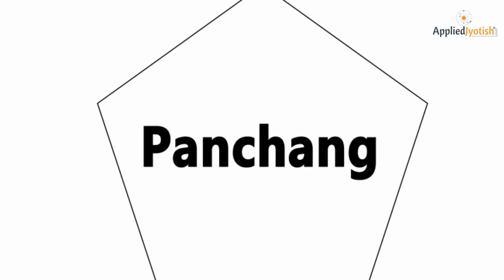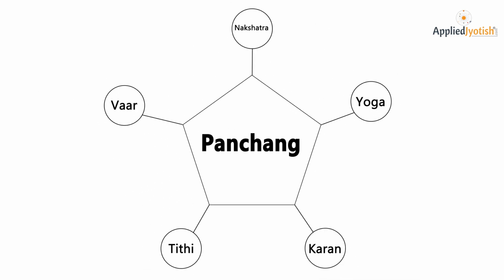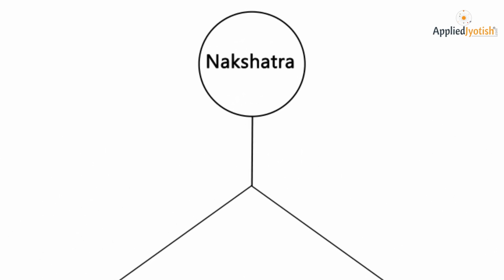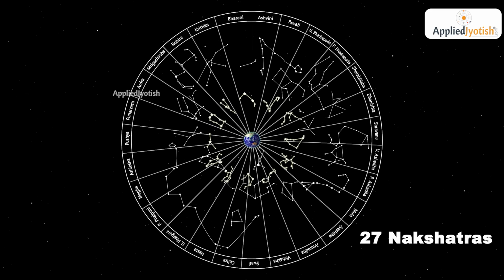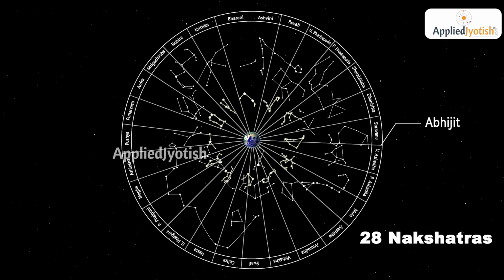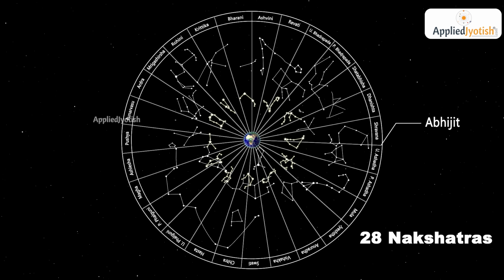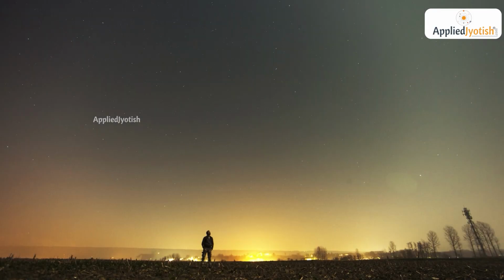In Muhurta or auspicious time determination, one of the 5 components of Panchang is the nakshatra. The Panchang considers 28 nakshatras, which includes the usual 27 nakshatras plus Abhijit nakshatra, treated separately. This topic has been explained in detail in the Applied Jyotish Muhurta class.